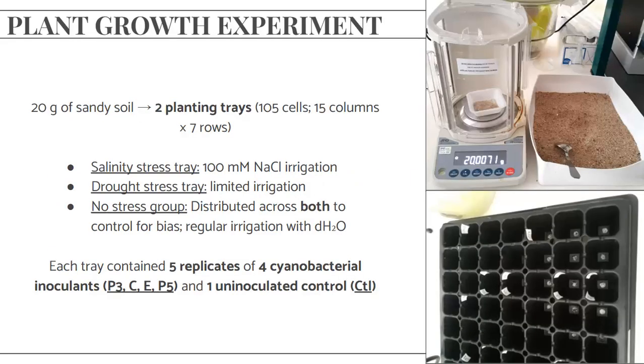For the plant growth experiment, I used sandy soil in 2 planting trays that I divided into 3 groups. The salinity stress tray was to get plants that will receive 100 millimolar salt irrigation. The drought stress tray would receive limited irrigation, and the no stress group was distributed across both to control for bias, receiving regular water. Each tray got 5 replicates of 4 cyanobacterial inoculants and 1 uninoculated control.